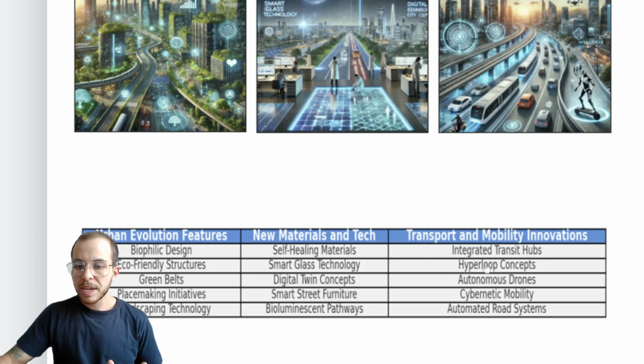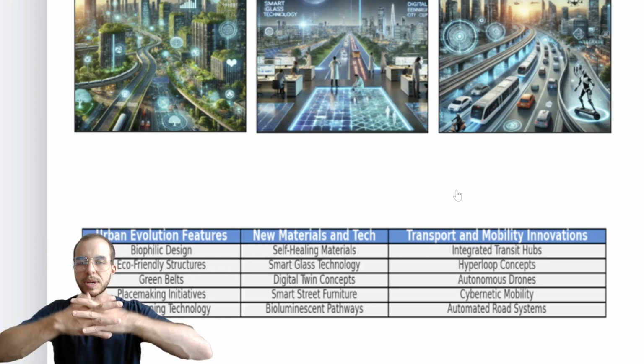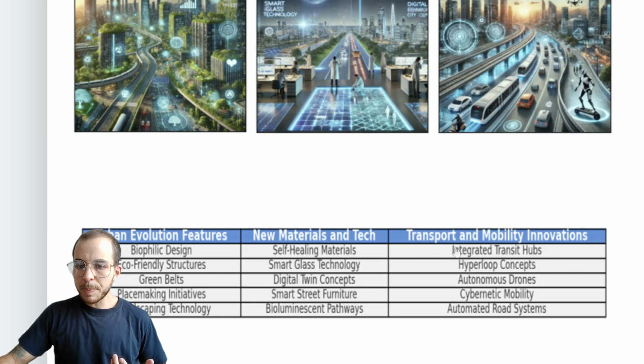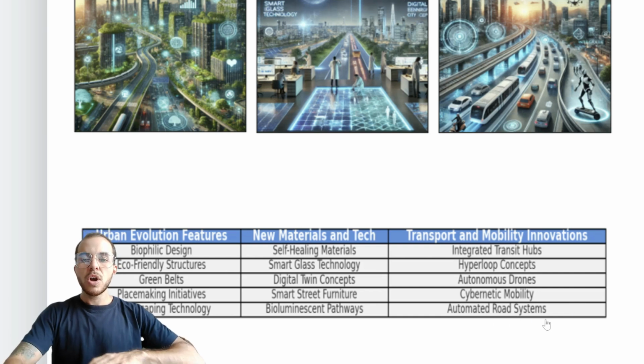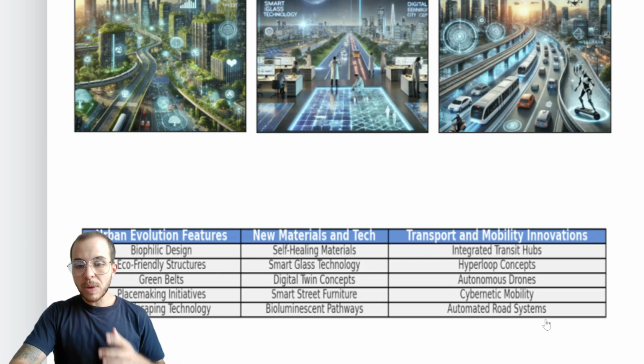around in the future. Integrated transit hubs. Integrated means like come together. Hyperloop, autonomous drones, cybernetic mobility, automated road systems. So this is the transportation. Good. We've spent enough time to analyze it.